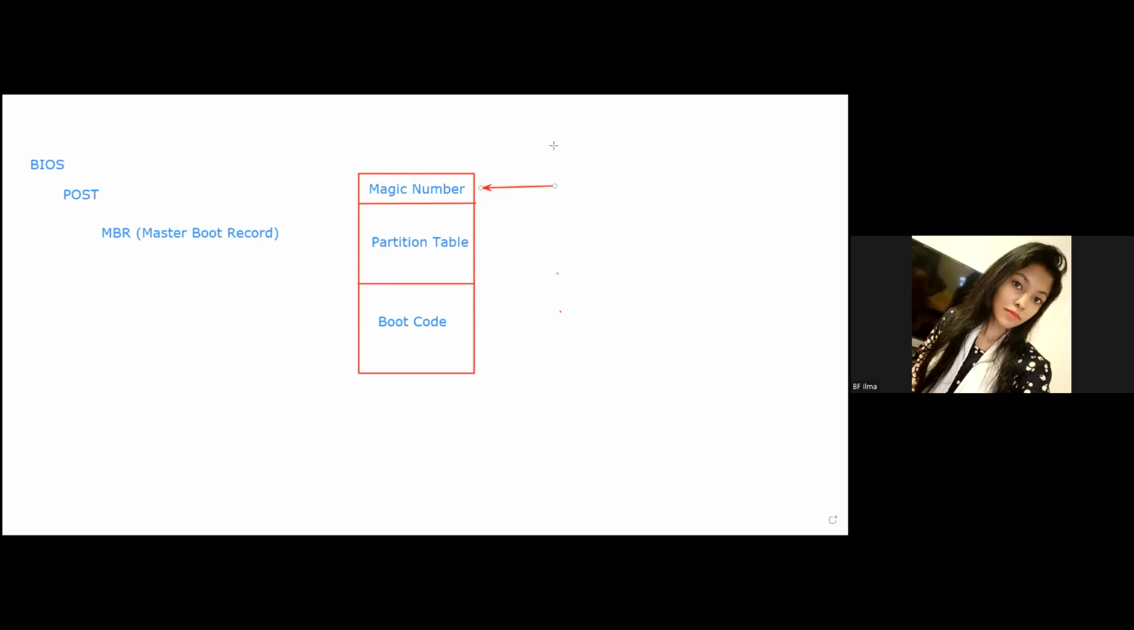Next, I'll just give like 5 seconds before clearing this white screen if you want to take any screenshots.